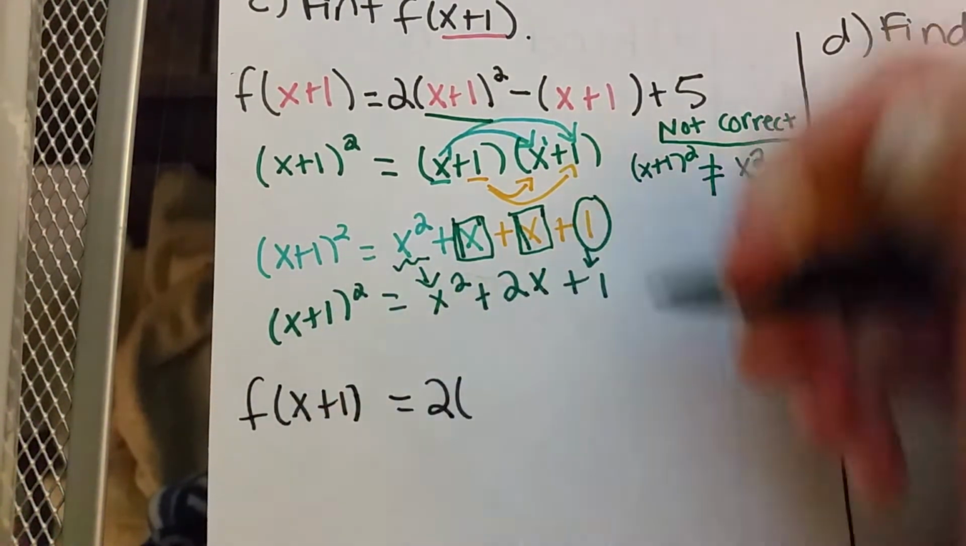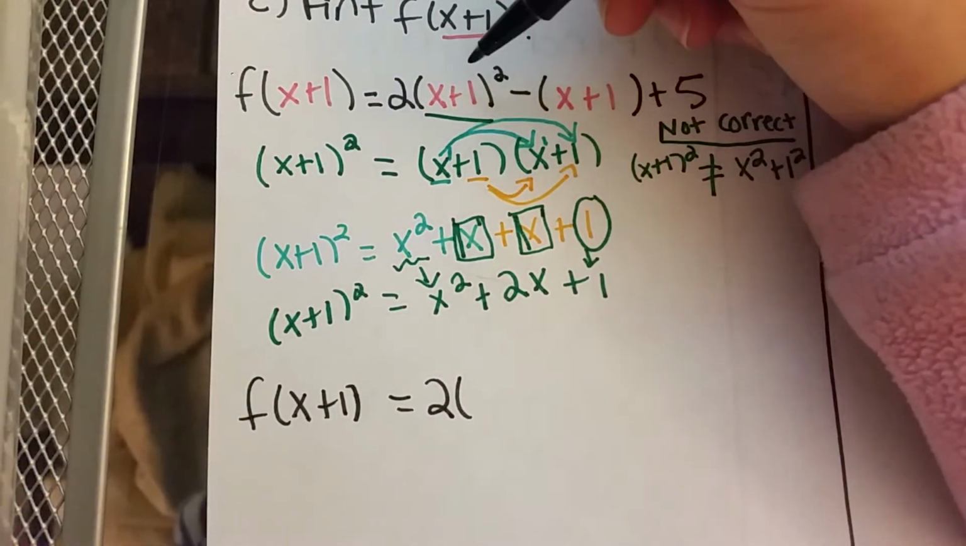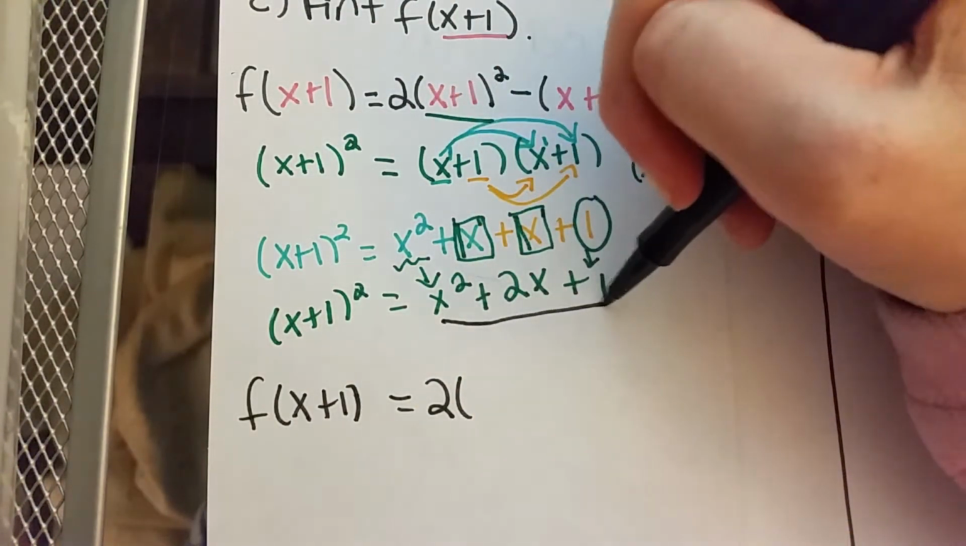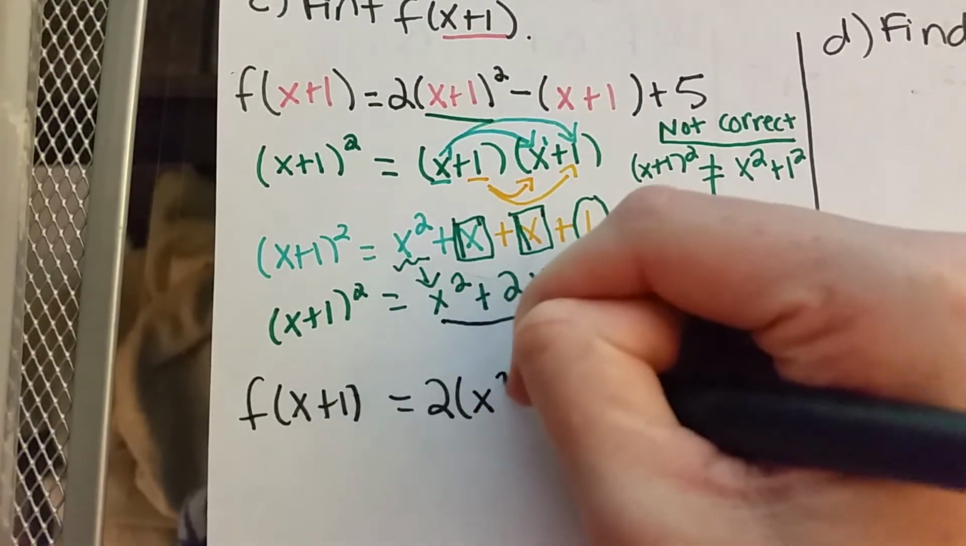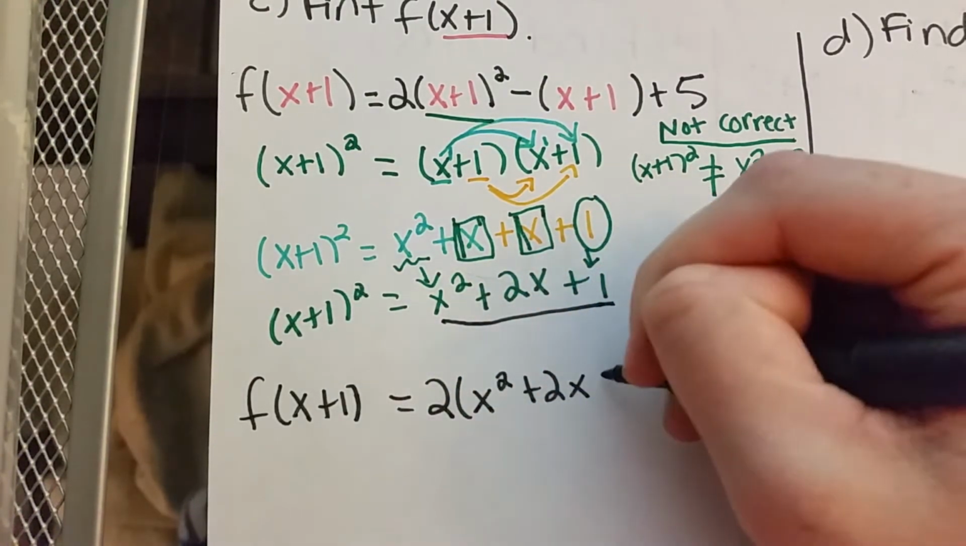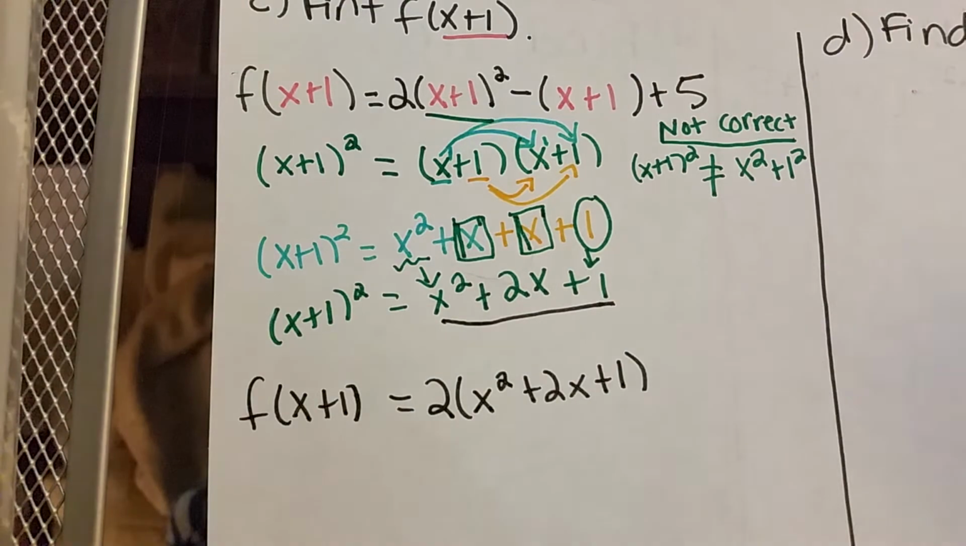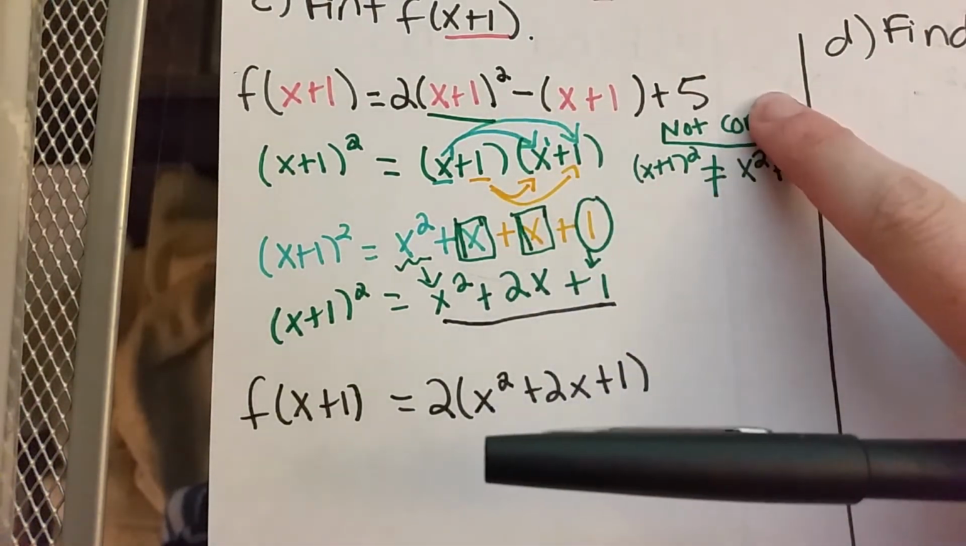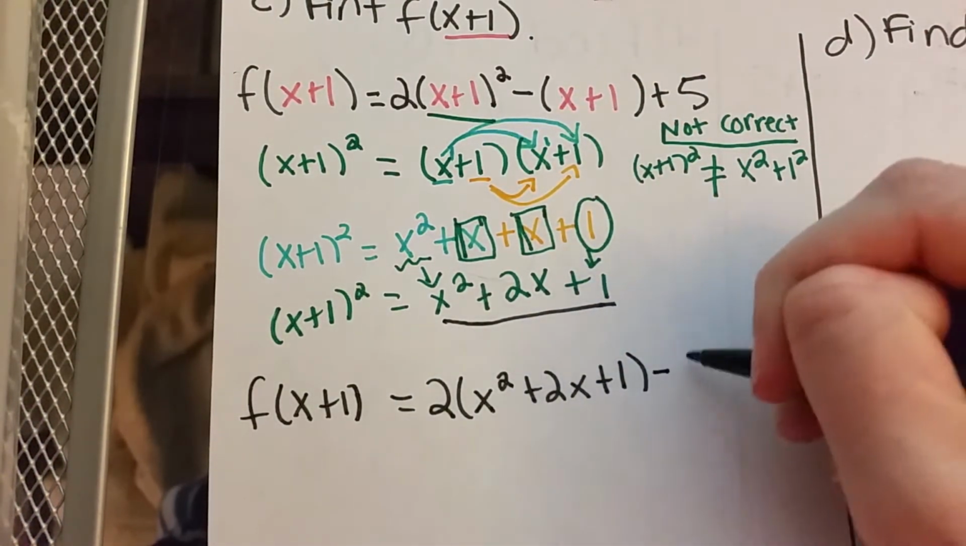So 2, and then up here we solve for this x plus 1 squared, so I'm going to write all of this in my parenthesis. Okay, and now I'm just going to bring all this down just as it is right now.